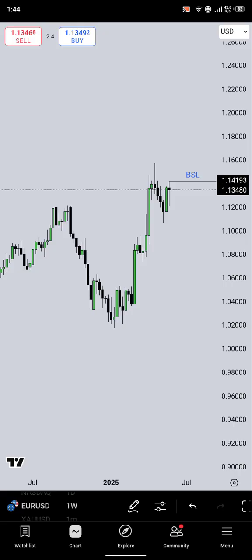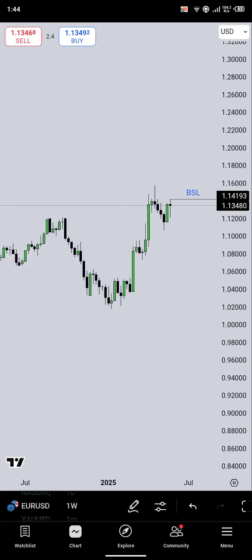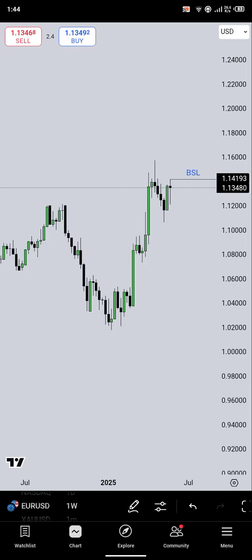Yes. So what I have here is this chart. This is a Euro USD weekly chart. Now, when I am doing my weekly review, I ensure that I start from the higher time frame, because the lower time frames are child to the higher time frame. The higher time frames are like parents to the lower time frames.